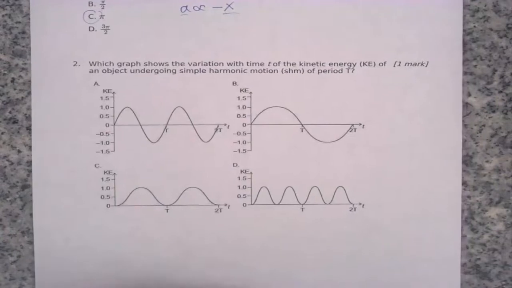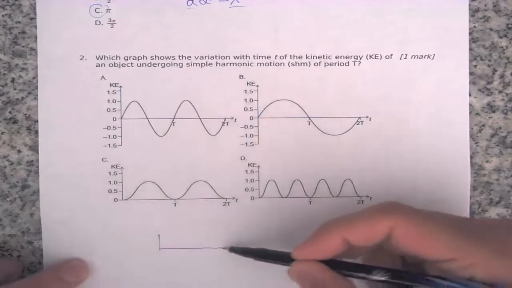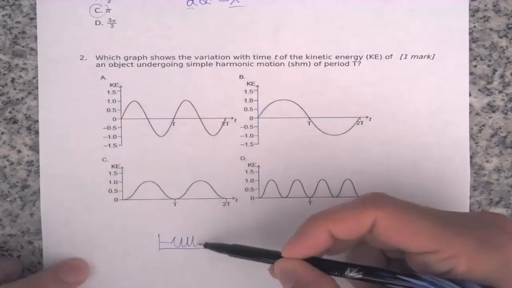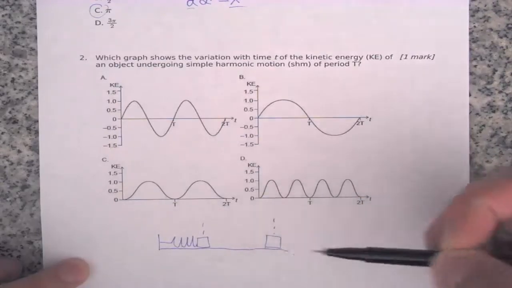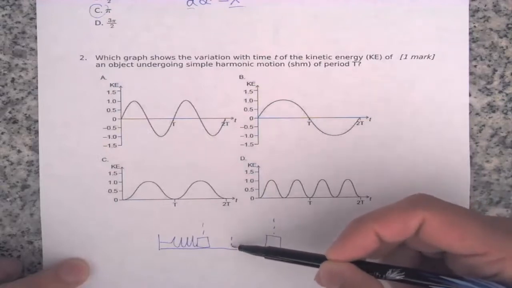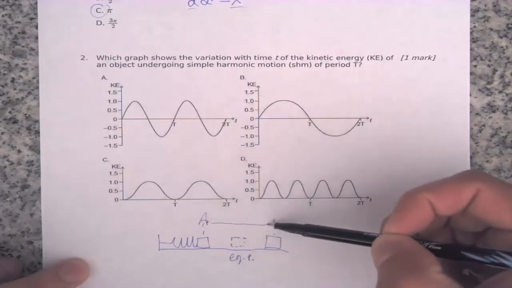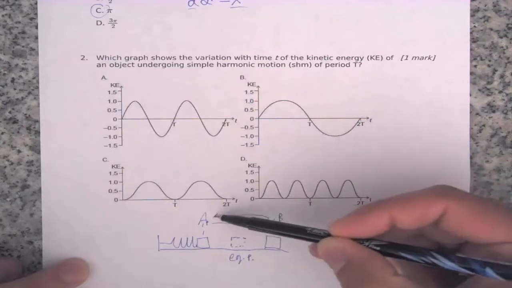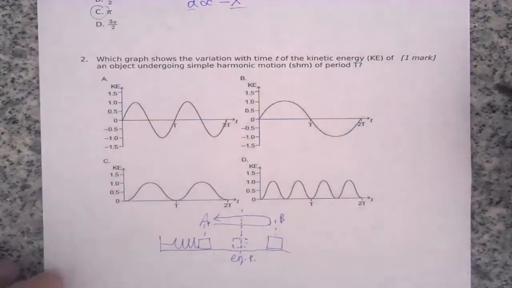Number 2, which graph shows the variation with time of the kinetic energy of an object undergoing simple harmonic motion of period T? So let's see what we have here. Let's say that we have a spring, oscillating between the two extreme positions, here and here. So you see that this is the equilibrium position. A whole period is going to be the object moving from this position A all the way to this position B and back as well. So that gives you that you pass through the equilibrium position 2 times.